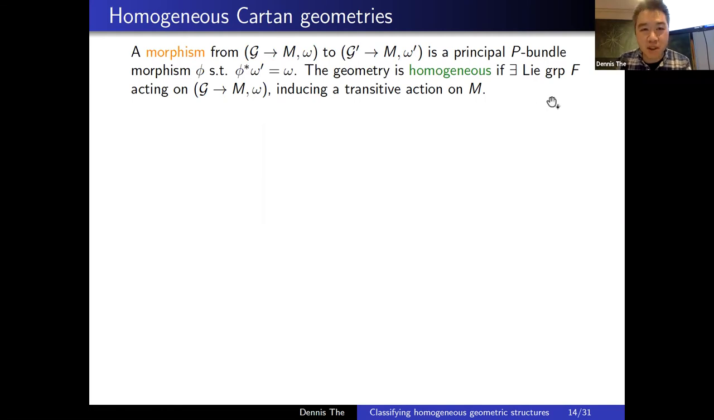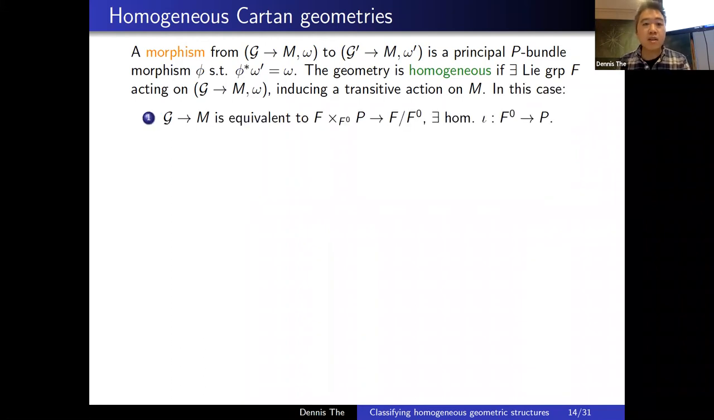So because these are principal P-bundle morphisms, they map fibers to fibers, and so therefore these are projectable actions. Okay? You get an action down on M. And you want that action to be transitive. Okay, so in this case, one could go further, right? I mean, you have a Lie group acting from the left, this F, and then you have this right action by P moving up and down. Okay, so using both of them, you can get anywhere in the bundle. And one can show that this bundle in this case is equivalent to the following associated bundle over the quotient F mod F0.